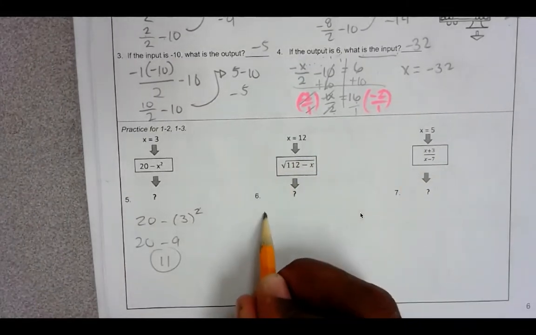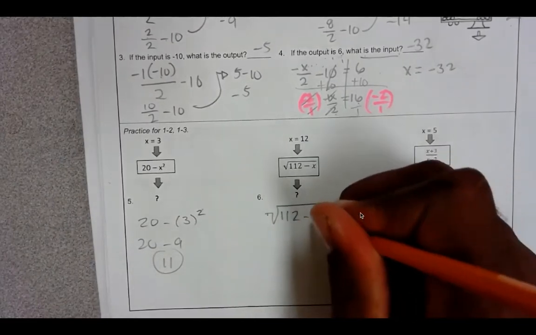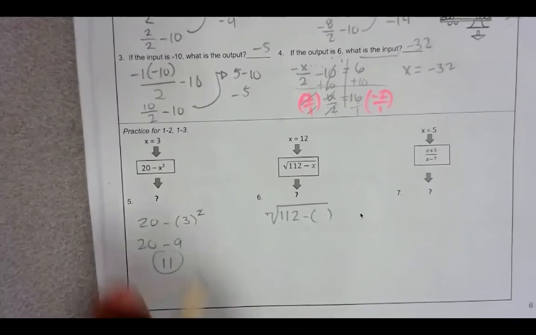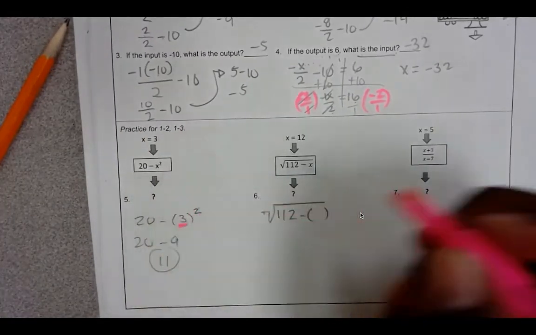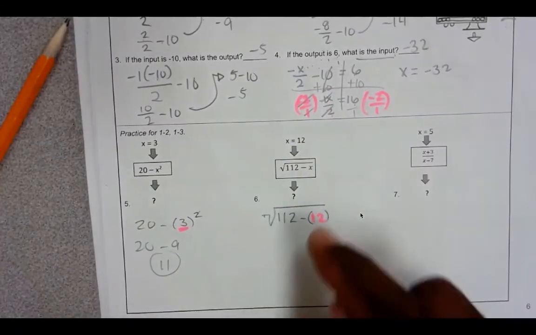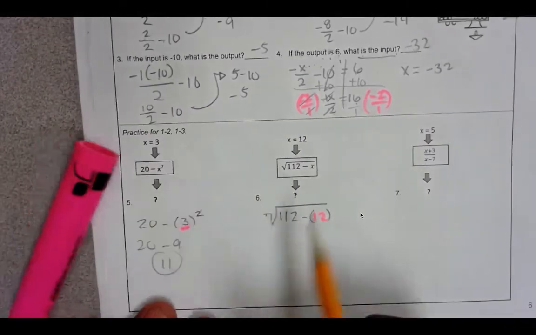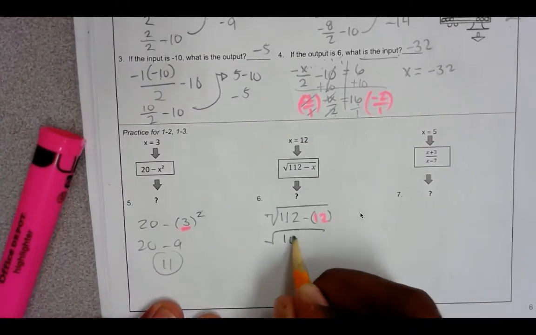Okay, same thing here. 112 minus the x. Again, just replace the x with parentheses right there. Okay. Again, I'm just kind of emphasizing that's what we're plugging in. Okay, so I'm going to put 12 here. I don't have to square anything, so all I have to do is subtract those two numbers. So 112 minus 12, I got to do that first.